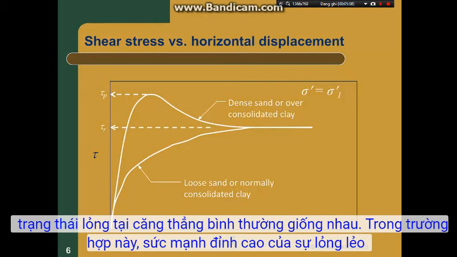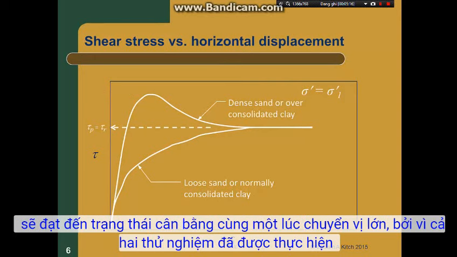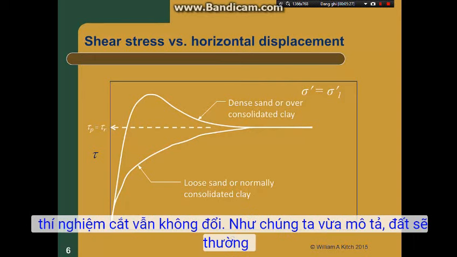In this case, the peak strength of the loose sand will be equal to the residual strength of the dense sand. In both cases, the soil will reach the same equilibrium state at large displacements, because both tests were performed on the same material at the same normal stress.